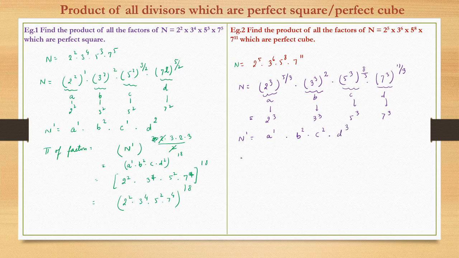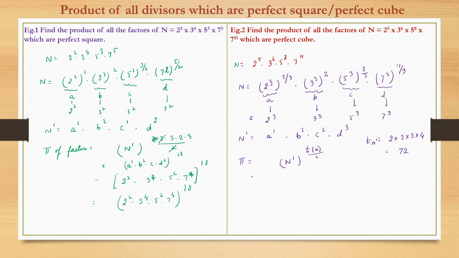So here the product would be how much? N dash itself raised to power number of factors of this. What would be the number of factors of this n dash? Tn dash would be 2 into 3 into 3 into 4. So this becomes 6, 18, 72.